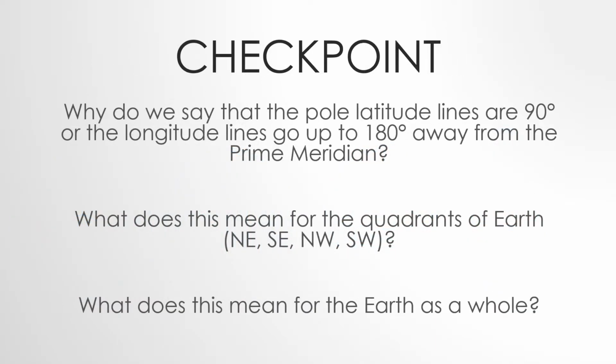So on your notes, I want you to pause the video and take a moment to answer these 3 questions. Why do we say that the pole latitude lines are 90 degrees or the longitude lines go up to 180 degrees? Where did we get these numbers from? The second one, what does this mean for the quadrants of the Earth? Northeast, southeast, northwest, and southwest. How do these degrees affect the way we divide the Earth into quadrants? And what does it mean for the Earth as a whole? How many degrees does the whole Earth have if we're going around in latitude or longitude?